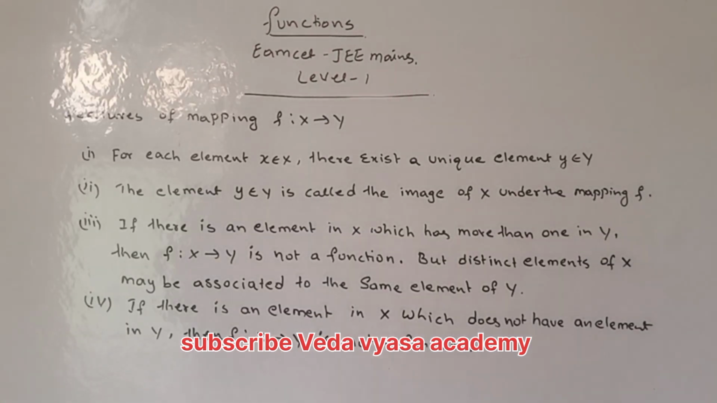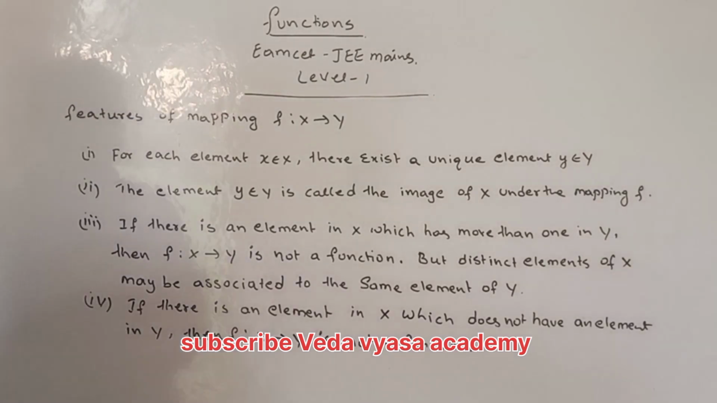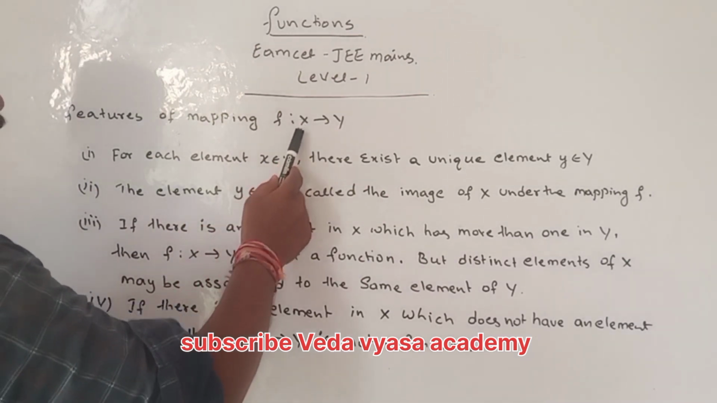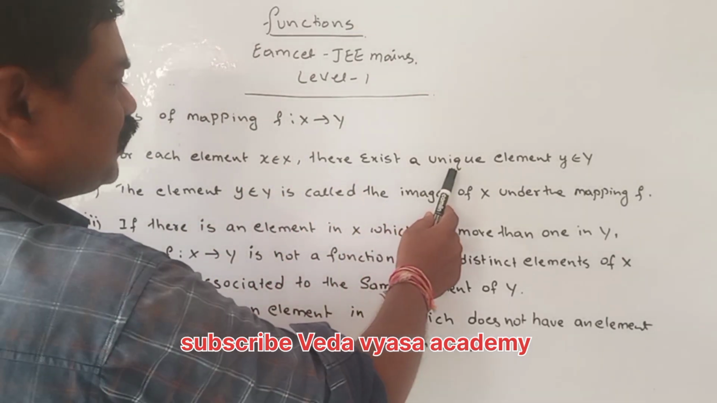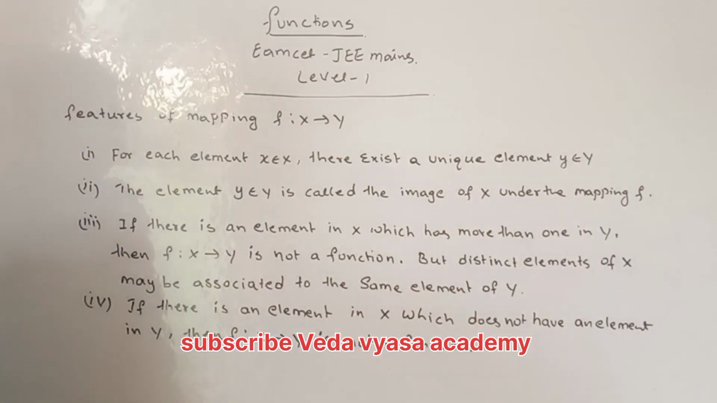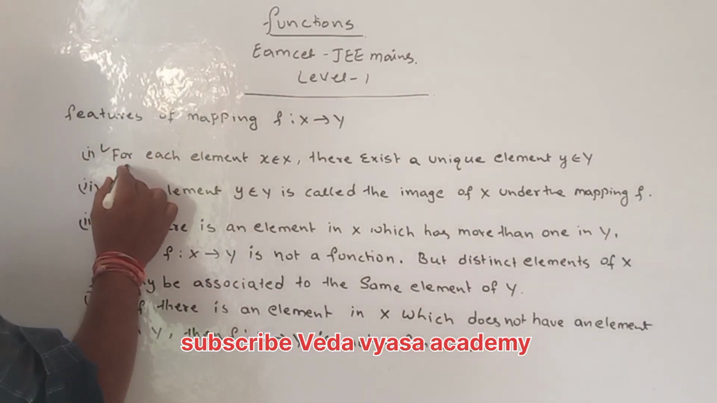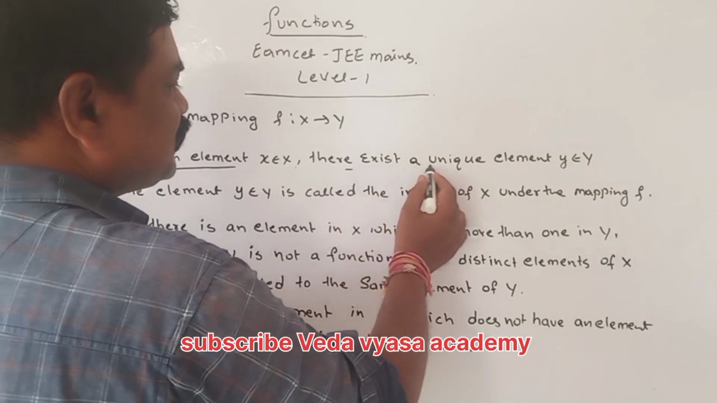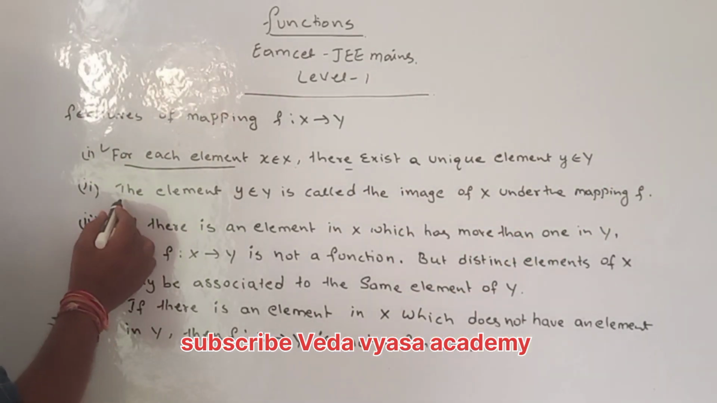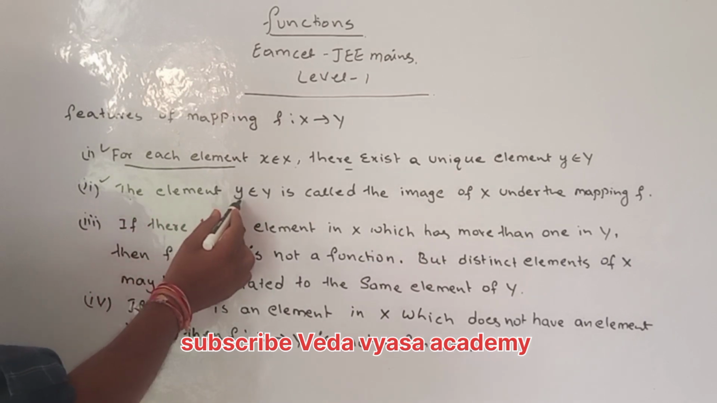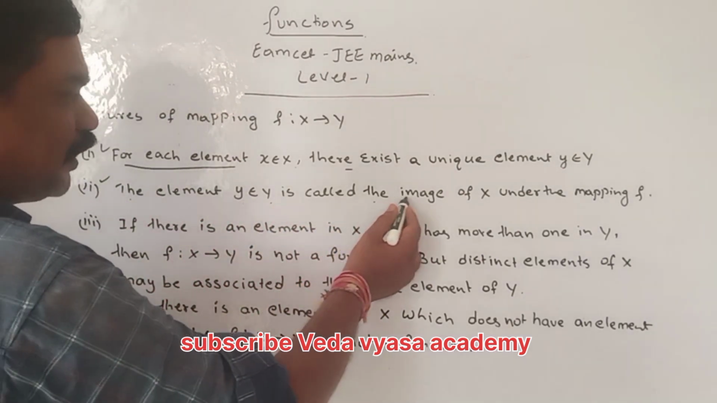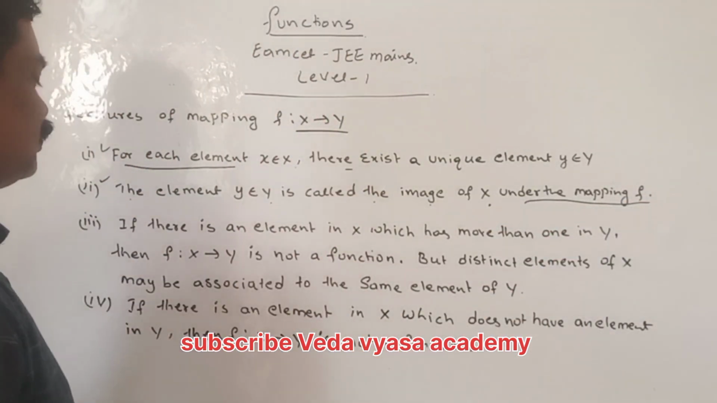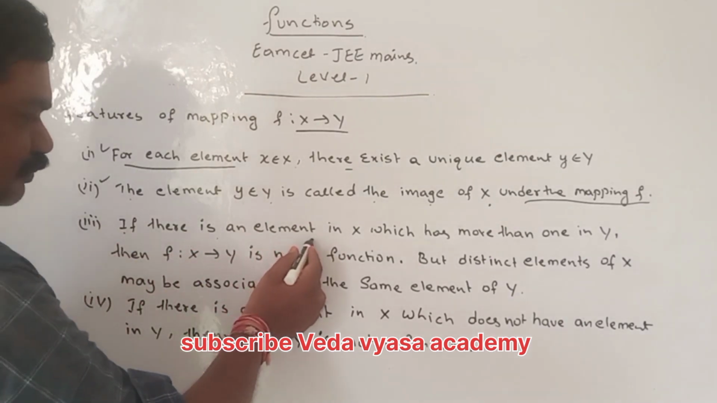The features of mapping f: X to Y. What are the features? You see, all of you. First, for each element x belonging to X, there exists a unique element y belonging to Y. Second, the element y belonging to Y is called the image of x under the mapping f: X to Y.